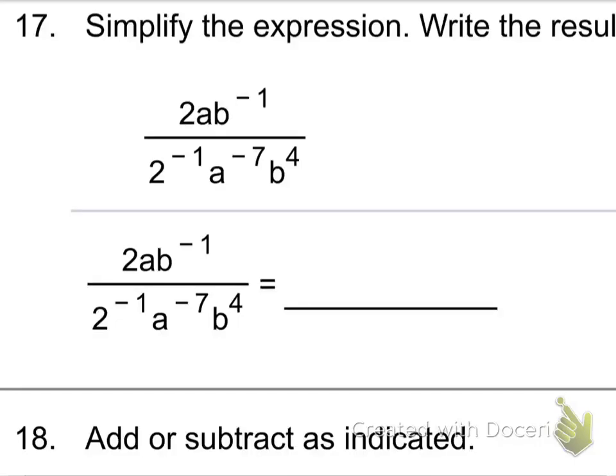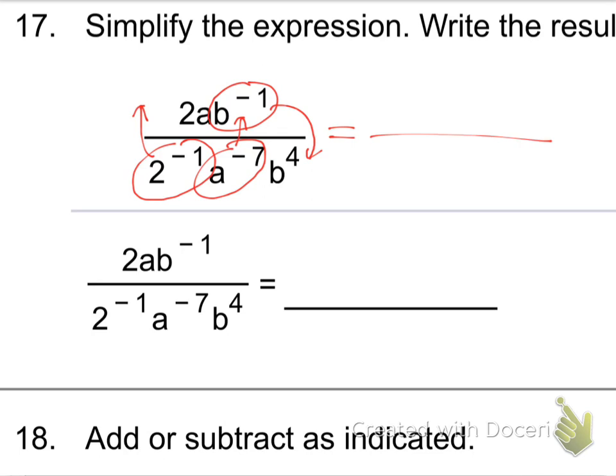Again, you can't leave negative powers when all is said and done. Okay, so negative powers are unhappy. So this guy's going up. This guy's going up. This guy's going down, huh? The rest are staying put. So 2a and b to the fourth stay put. The other ones jump.